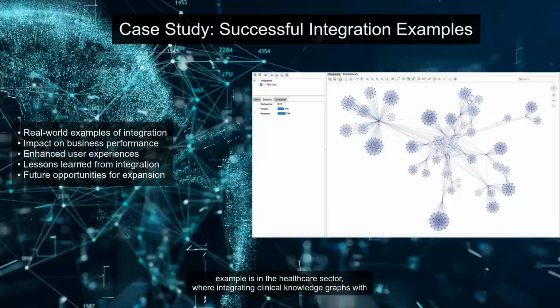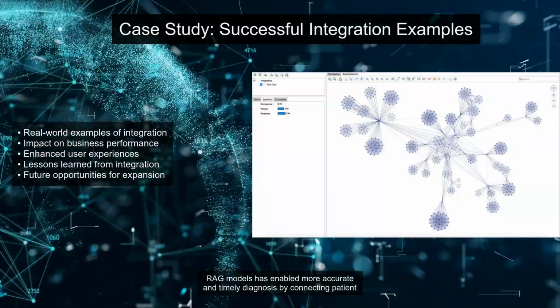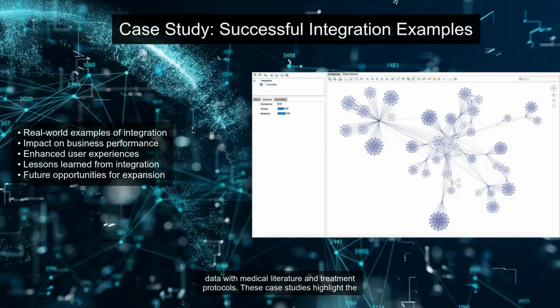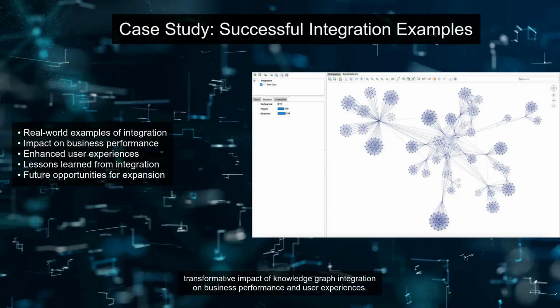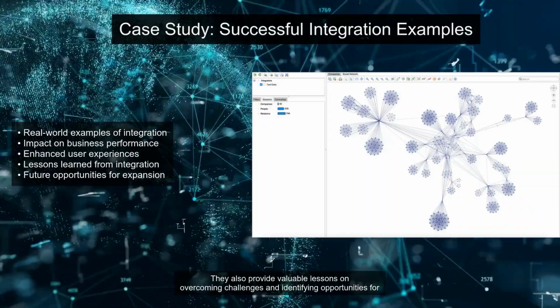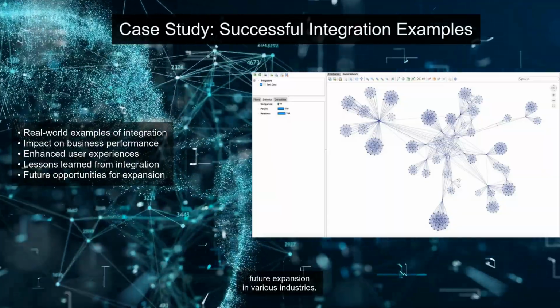Another example is in the healthcare sector, where integrating clinical knowledge graphs with RAG models has enabled more accurate and timely diagnosis by connecting patient data with medical literature and treatment protocols. These case studies highlight the transformative impact of knowledge graph integration on business performance and user experiences. They also provide valuable lessons on overcoming challenges and identifying opportunities for future expansion in various industries.